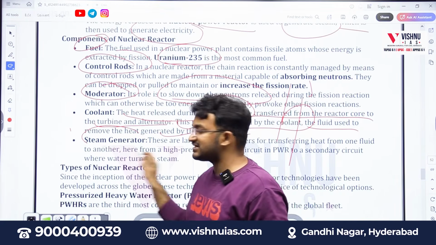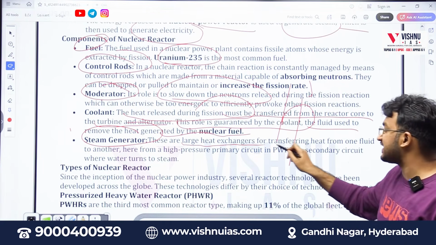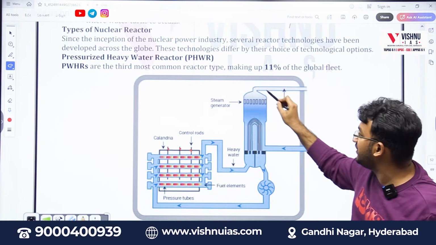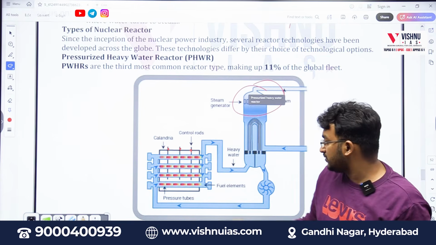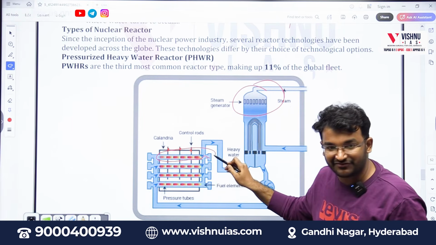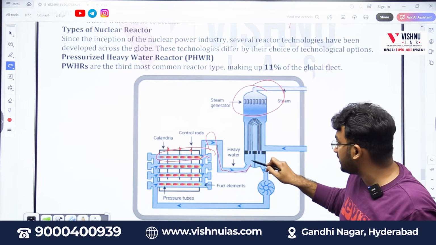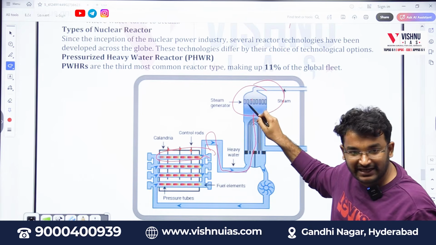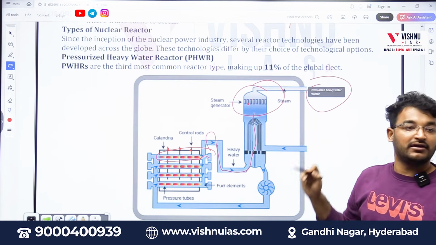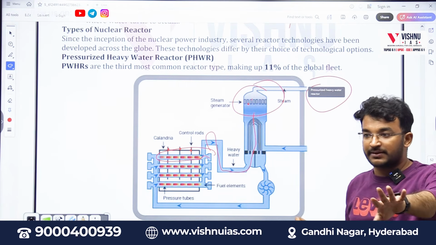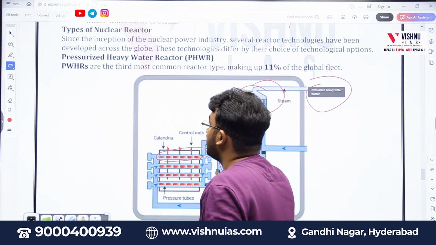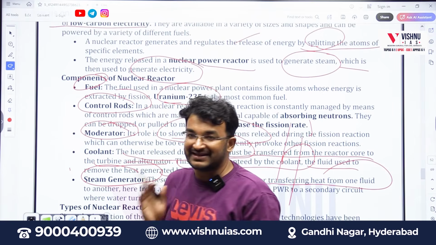Lastly, steam generator. These are large heat exchangers for transferring heat from one fluid to another. చూడండి, దీనికి అటాచ్ చేసి we'll be having the steam generators, right? We are having coolants everywhere. This coolant, heavy water, can go through this steam generator. It will be further going to outside. Steam can go. Here we will be having turbines. This can turn them, finally leading to generation of electricity. Okay, these are the major parts in any nuclear reactor.